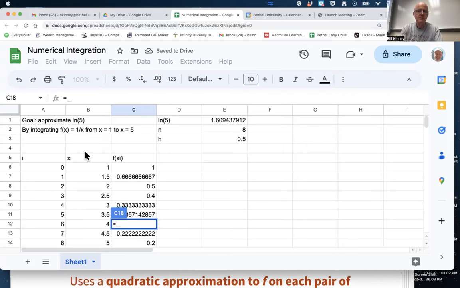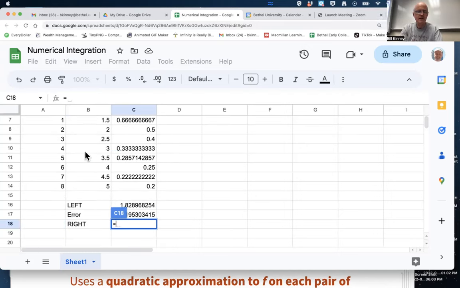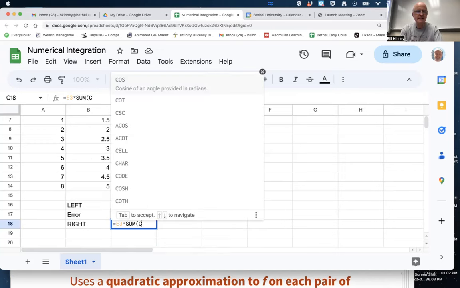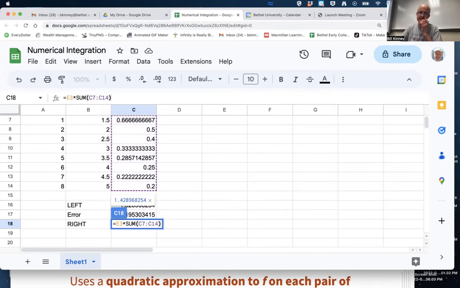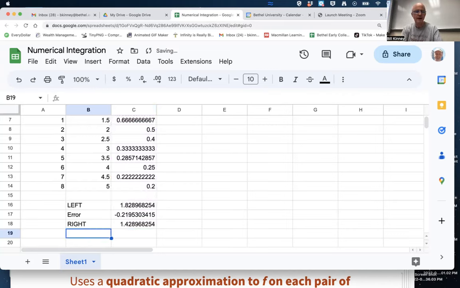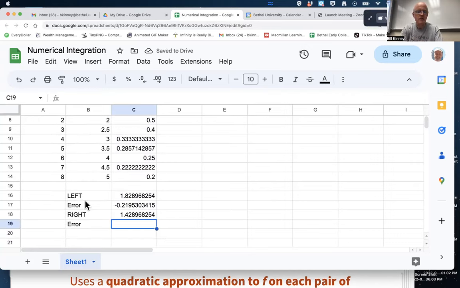We use h from cell E3 again, times the sum of C7 through C14 instead of C6 through C13. So the very first interval, we're using the right node x1 to figure out the height of the rectangle. Graph is decreasing. That rectangle is going to be under the curve. All of them are going to be under the curve. This is going to be too small, and the error is going to be positive. Again, where's the function value? It's in E1.